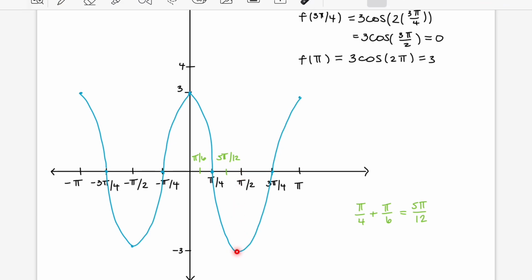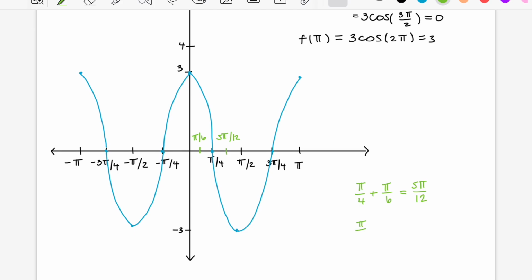We want to move this point here, pi over 6 units to the right. So we'll have pi over 2 plus pi over 6. This will give us 4 pi over 6, which we can simplify to 2 pi over 3. So we'll get 2 pi over 3 here. So make this a little nicer. Repeating this process, we get 11 pi over 12 here.